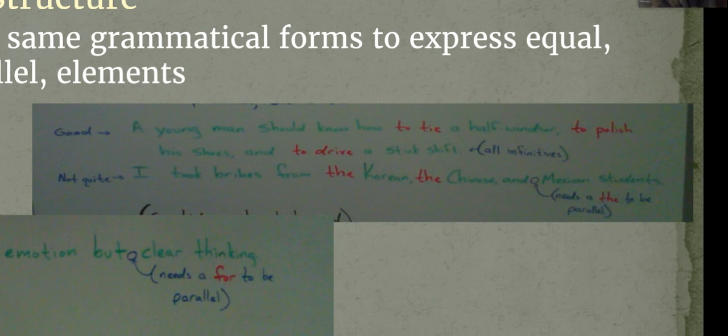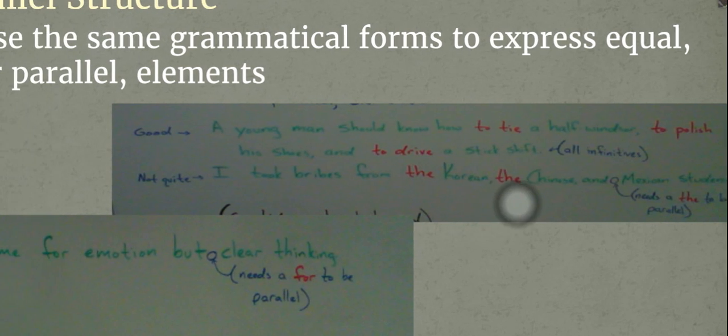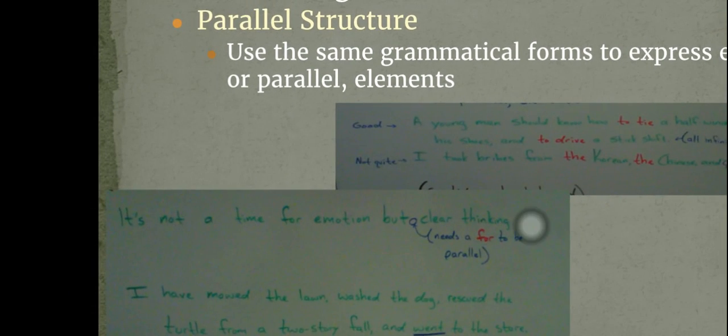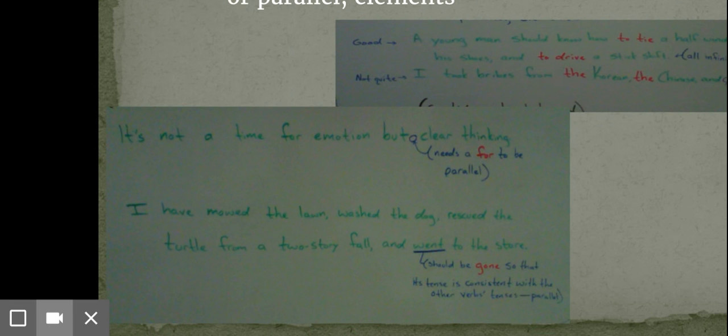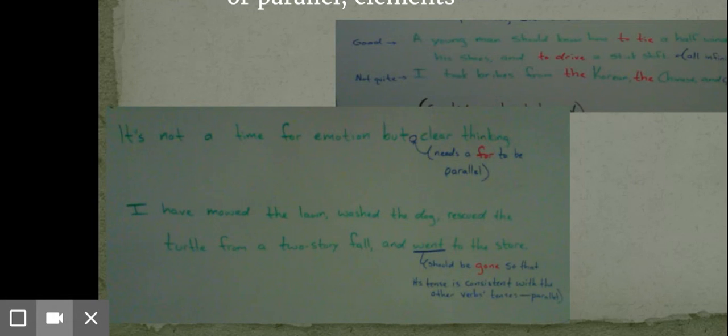What is not as good is, I took bribes from the Koreans, the Chinese, and Mexican students. So we have the Korean, the Chinese, and Mexican students. It should have a "the" there: the Korean, the Chinese, and the Mexican students. Or, it's not a time for emotion, but clear thinking. Right? We need that "for" in there. It's not a time for emotion, but for clear thinking. That way, it stays parallel in structure.